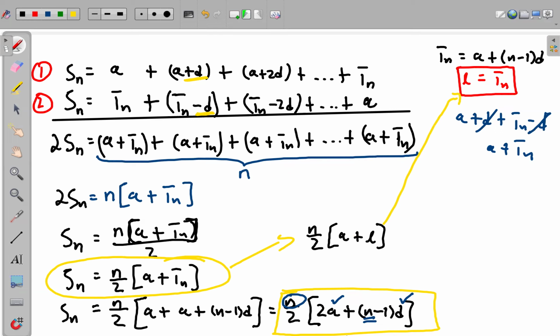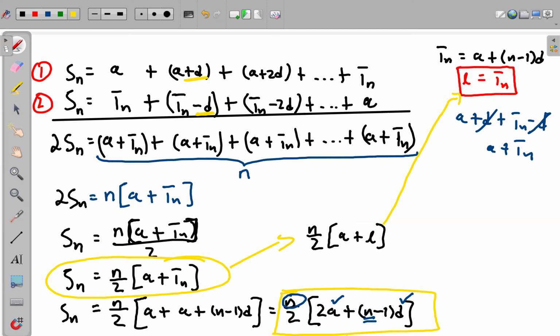So there are two ways we could replace Tn. We could put a plus n minus 1 times d. This is where we don't know the last term. But if I know the last term, instead of using a plus n minus 1 times d in the place of Tn, I can simply use the last term.